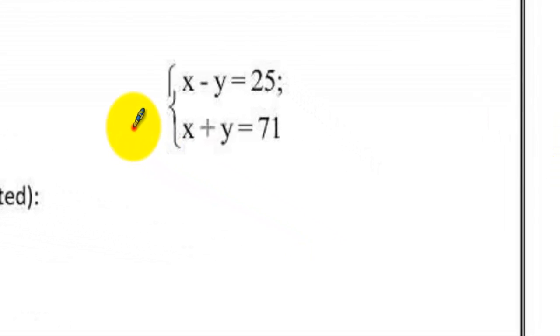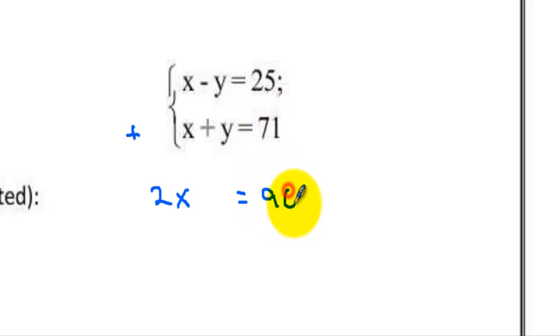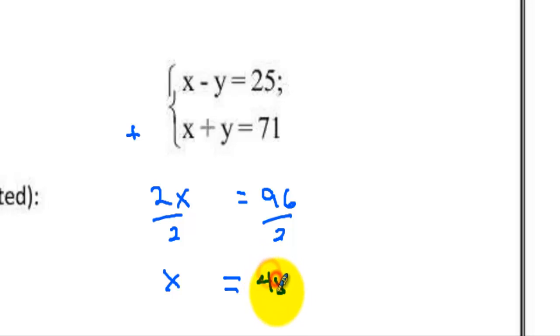So once we add the two equations, you will have x plus x, it's 2x. These two will cancel out using additive inverse. 25 plus 71 will give us 96. And then we can now solve for x. When you solve for x, divide by 2 both sides. So x will be equal to 48.